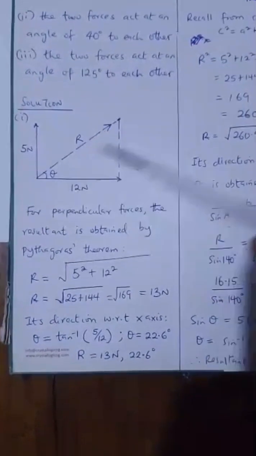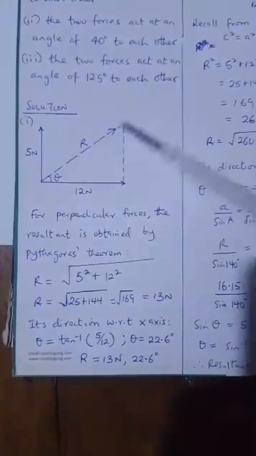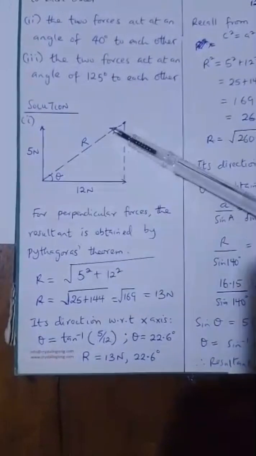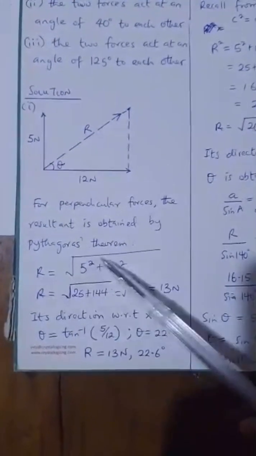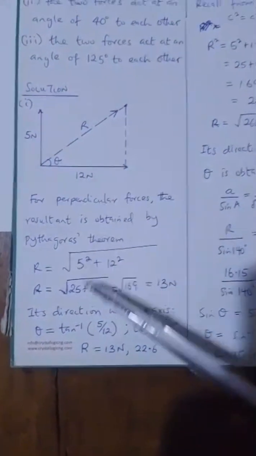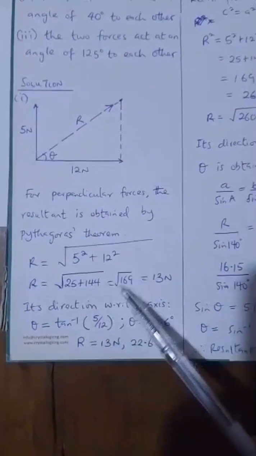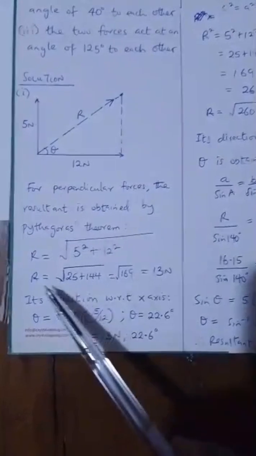Okay, so you can use your knowledge of Pythagoras to find this resultant. The resultant is usually shown as the hypotenuse of the right-angle triangle. So from Pythagoras, r squared is 5 squared plus 12 squared, taking this side as 5 and this side as 12. So we have 169. The root of 169 is 13 Newton, which gives us the magnitude of the resultant.